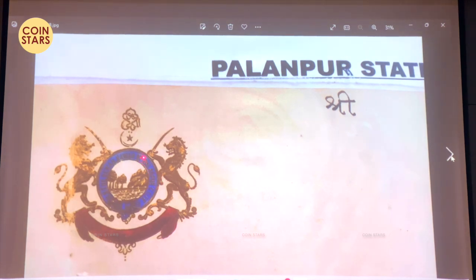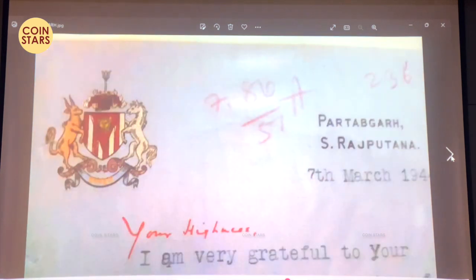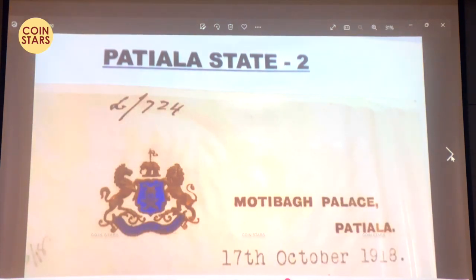This is Palanpur with Chand Tara. Next, Pratapgarh, Rajasthan. Next, Patiala. The year is 1918, and if I remember well, this letter is signed by Maharaja himself.